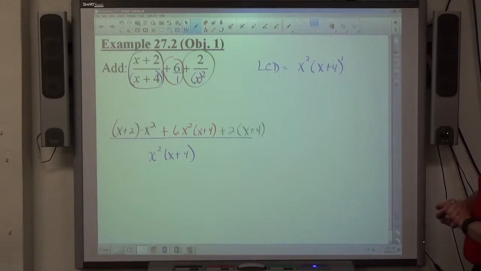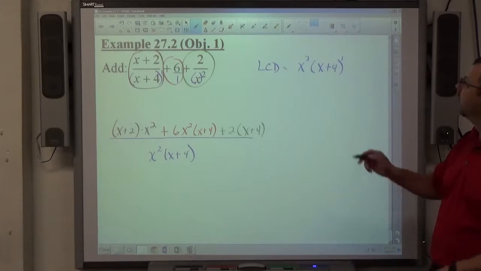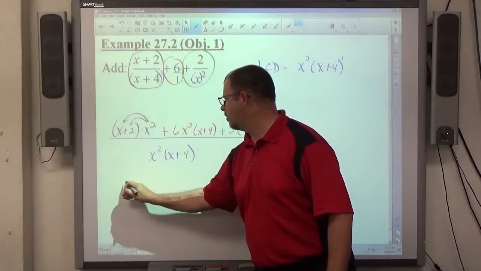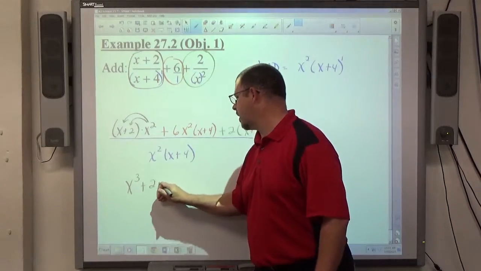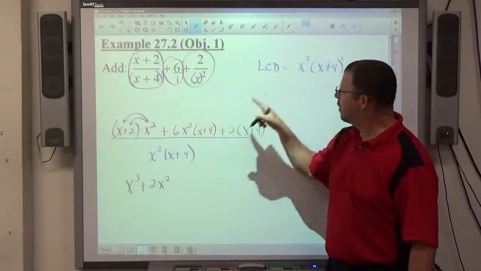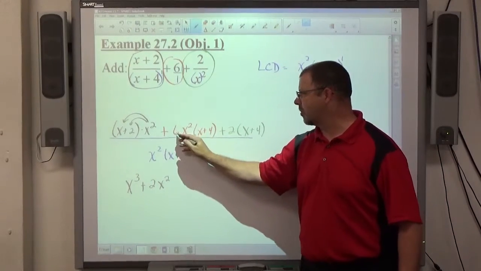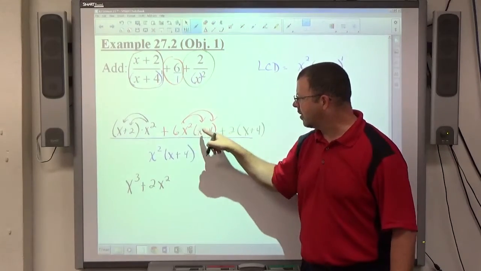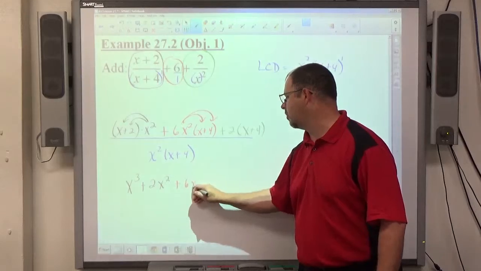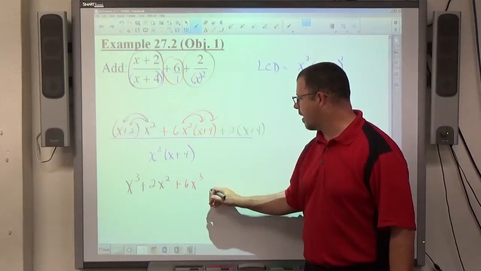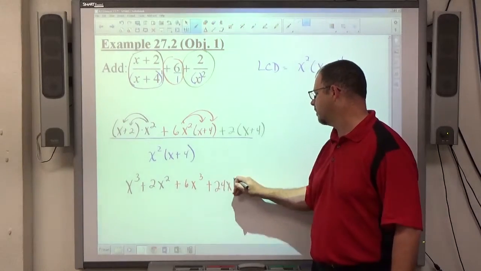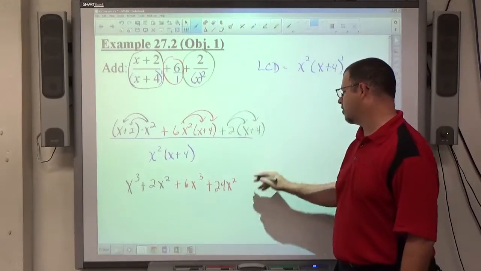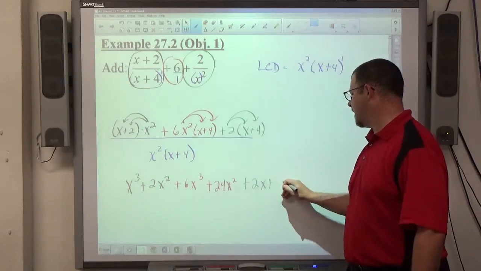And notice the black and the red and the green, they're all just distributive properties. For the black one, x squared times x squared times 2 gives me x cubed plus 2x squared. The red one, the 6 and the x squared multiply together at first, then 6x squared distributes through here. It is a positive 6x squared, so positive 6x squared times x is positive 6x cubed. Positive 6x squared times positive 4 is positive 24x squared. And then for the green one, positive 2 being multiplied through x plus 4 gets me positive 2x plus 8.